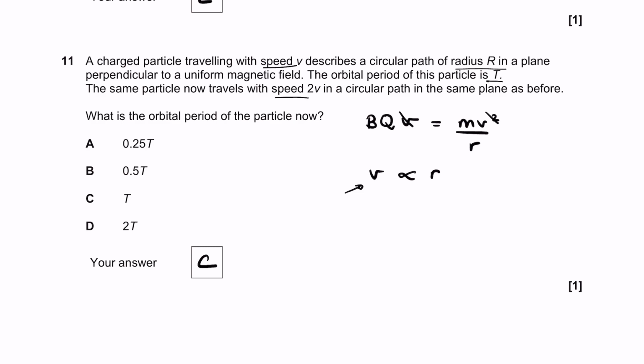It's a very good question, because a lot of you will go with the formula of 2 pi r over T, and you'll be like, oh, if the v is doubled, then T is going to be halved. But no, it's not that straightforward. You have to think in terms of forces. So C is the answer, and let's move right on.